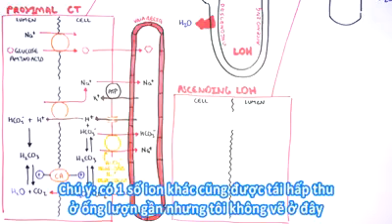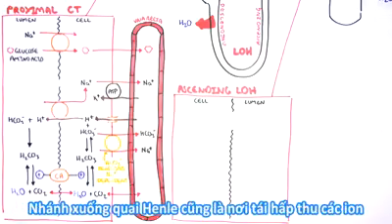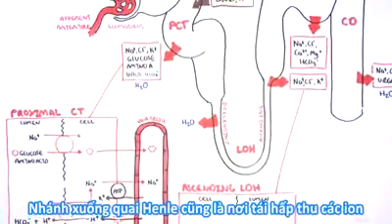It's important to note that other electrolytes are also reabsorbed in the proximal convoluted tubule, which I have not actually drawn. These include calcium ions, for example, and the majority of calcium is reabsorbed here. The ascending loop of Henle, not the descending loop of Henle, is a site where electrolytes are also reabsorbed.